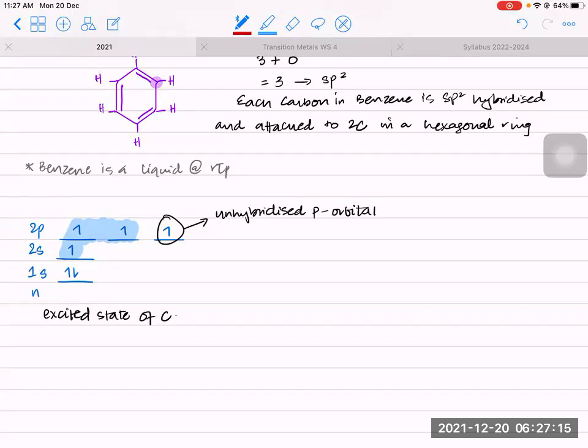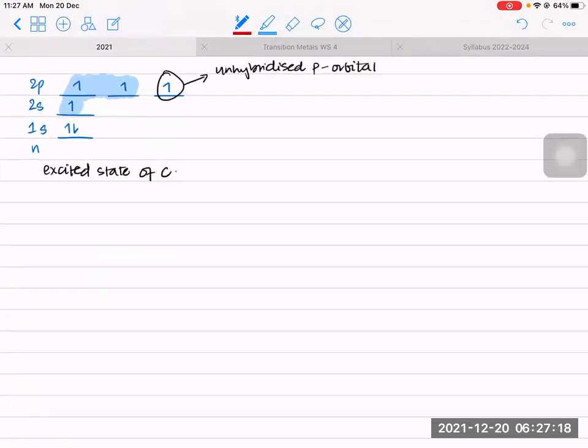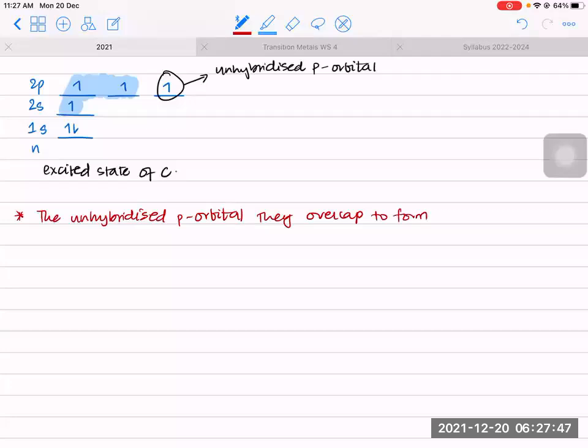Now, these unhybridized p orbitals overlap to give you a pi bond. That's what used to happen with alkenes also. So the unhybridized p orbitals overlap to give a pi bond. So they overlap to form a pi bond.